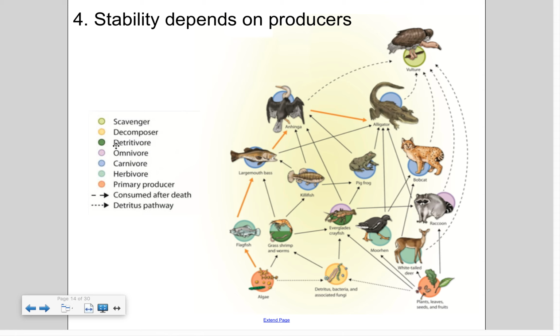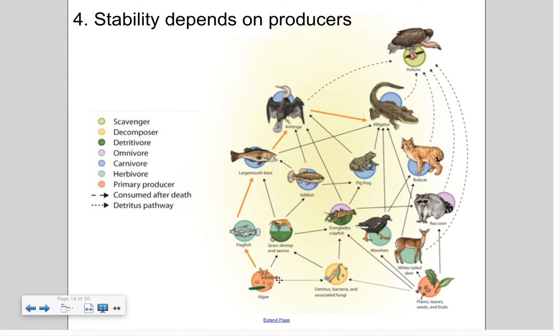We have our detritivore. These guys are halvesies, so you can see that they can play multiple roles here. Omnivore, here, there's the raccoon. Carnivore, the blues, kind of up in this area. Herbivores down here, and then our primary producers. It looks like we got two of them here. Okay, so there's two types of arrows, consumed after death, and then the detritus pathway.